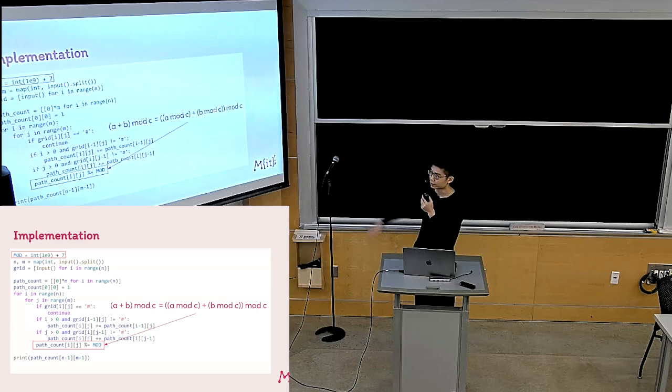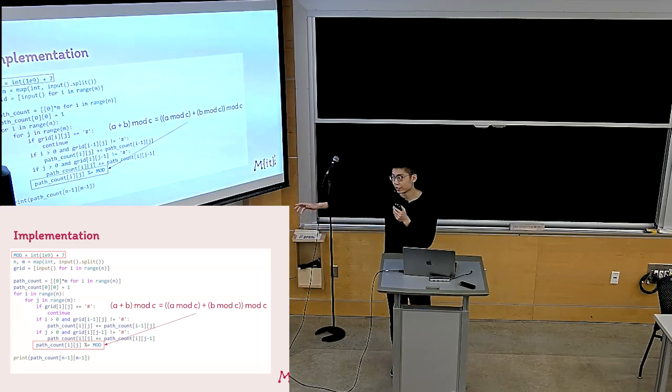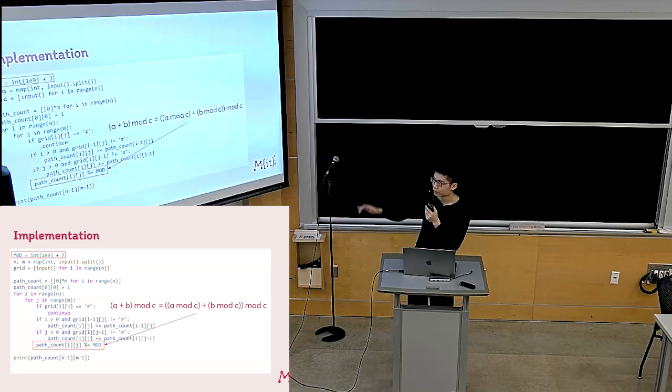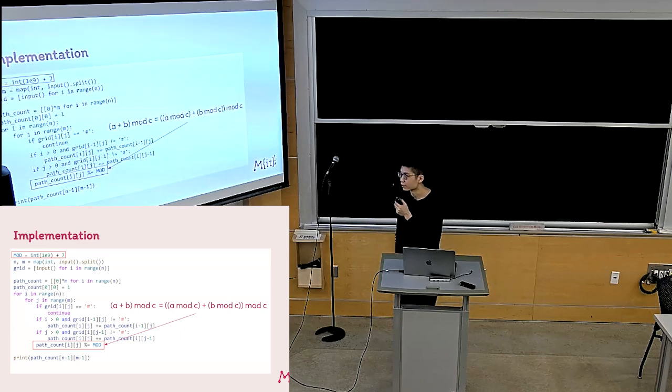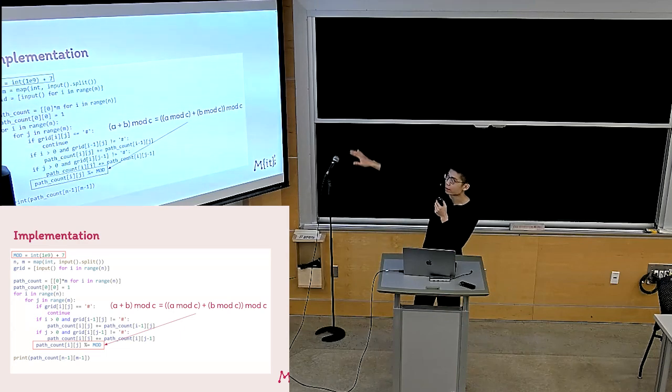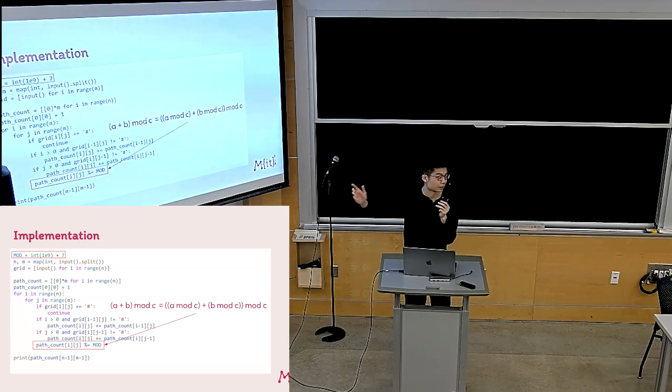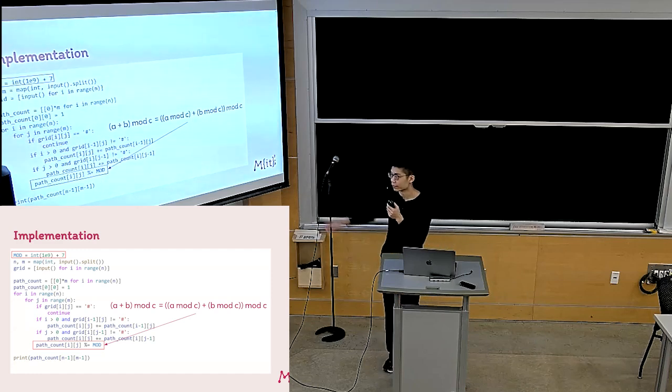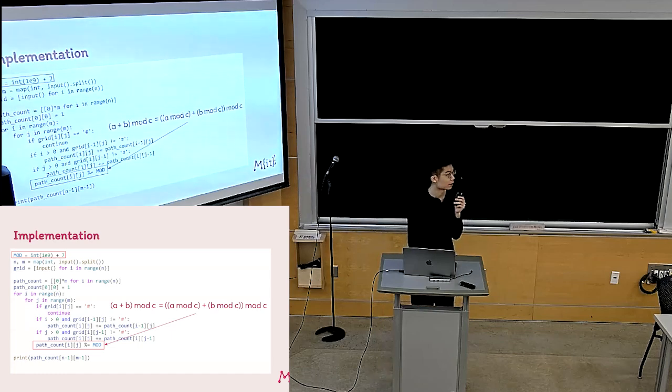So when we're computing the sum of 2 path counts, instead of computing the sum and then printing the answer at the very end, we can take the modulo at intermediate steps. Here our intermediate steps are inside the for loop, where we can take a modulo. And we're implicitly using this property of modulo, that the sum of 2 things modulo C, we can take modulo first. The intermediate values here are each of the path counts in the array.